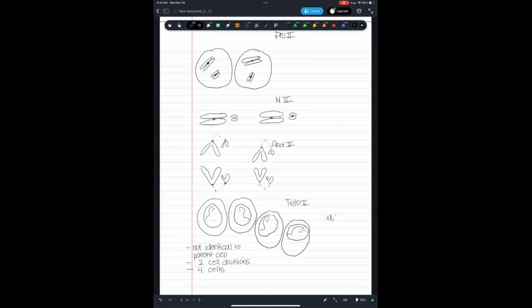In mitosis, we end up with identical daughter cells. One cell division and 2 cells. Meiosis only occurs in reproductive structures, and mitosis occurs in all the other cells, in the somatic cells.